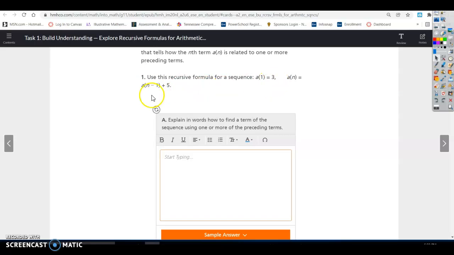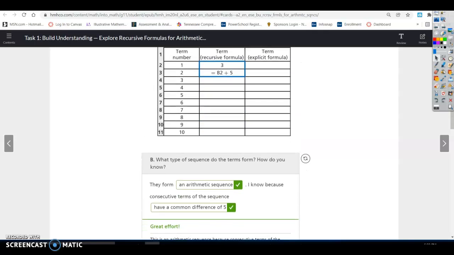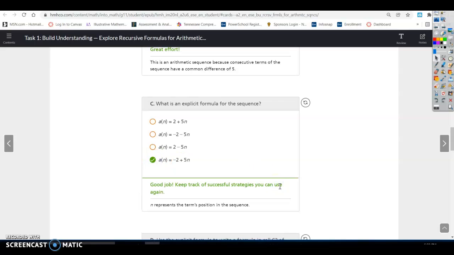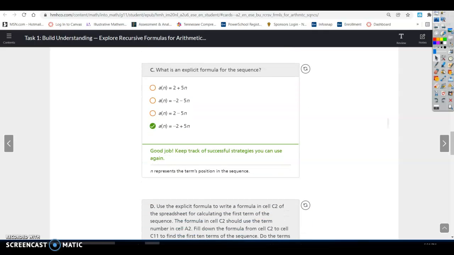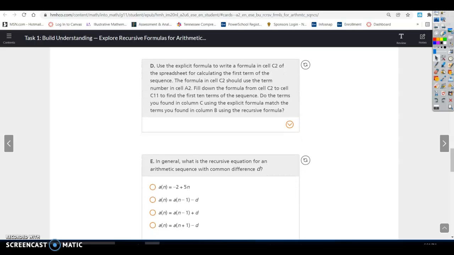Instead of adding 5 to 3 to get 8, to get my previous term, I'm going to subtract 5. So 3 minus 5 gives me negative 2. So I'm going to have negative 2 plus 5 times n. And you still used your common difference. You just have to use it to find the previous term instead of using the first term.